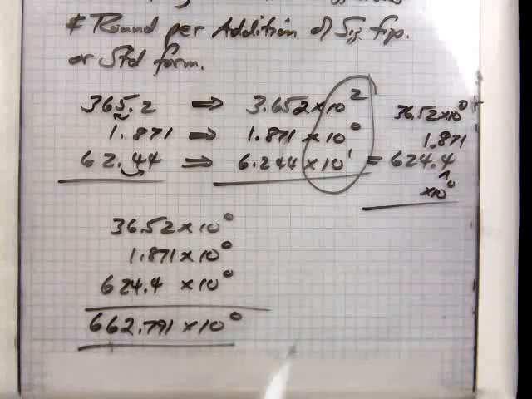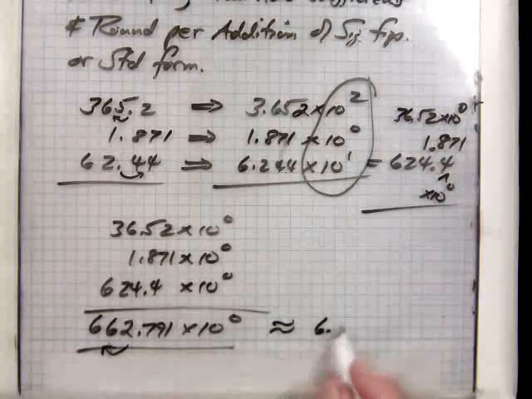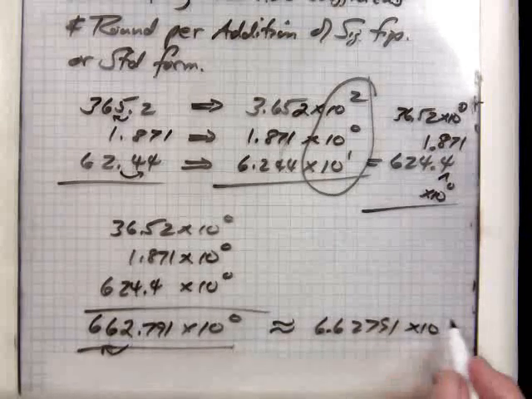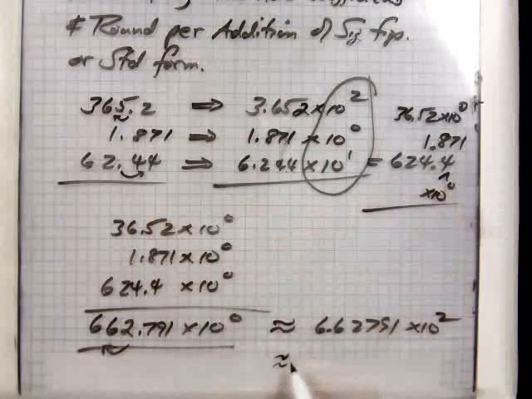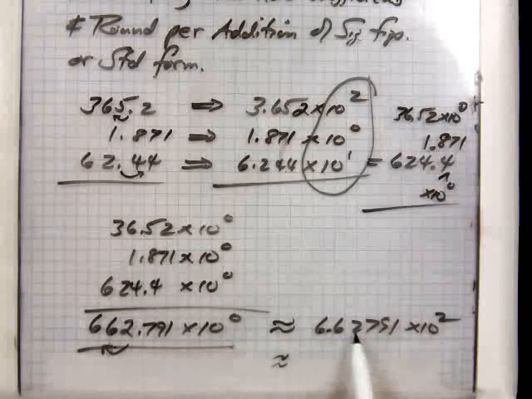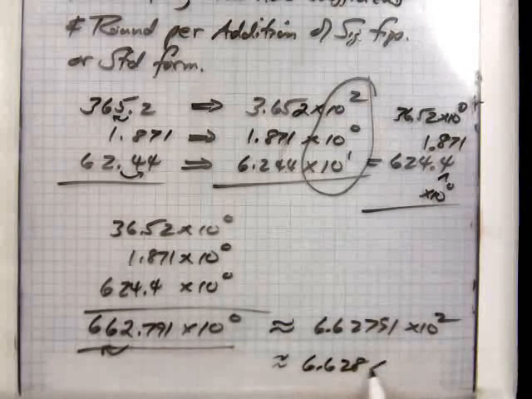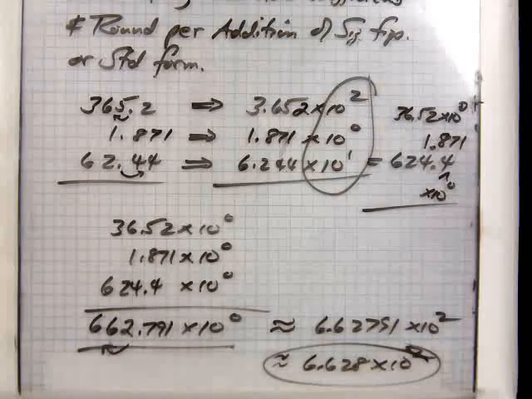Let me finish this. And then 6.62791 times 10 to the second power if you move the decimal correctly. And then if you put it into the least number of significant figures, 4, so 1, 2, 3, 4. So this would be 6.628 times 10 squared would be your final answer.